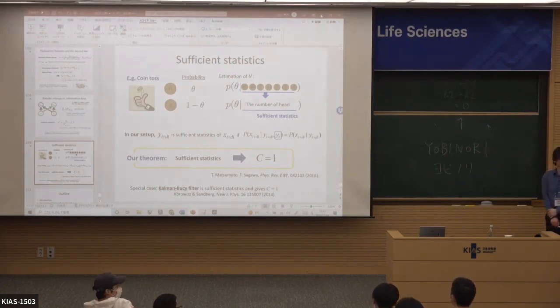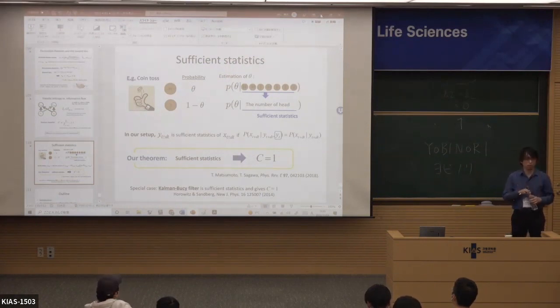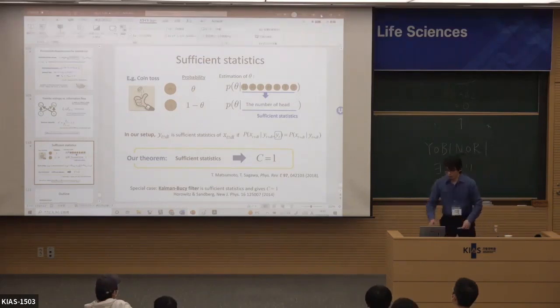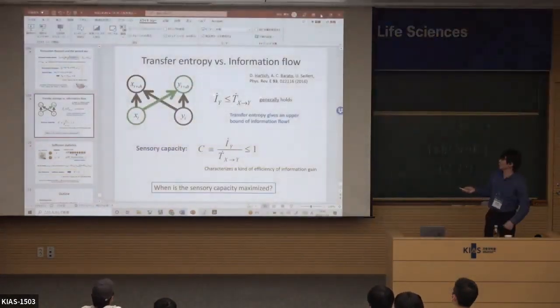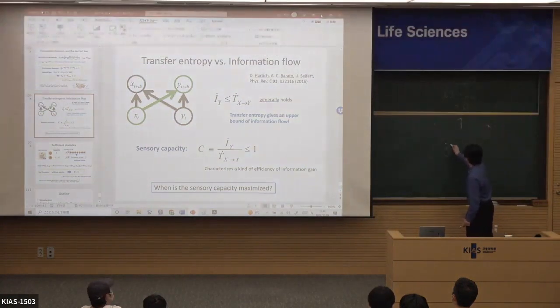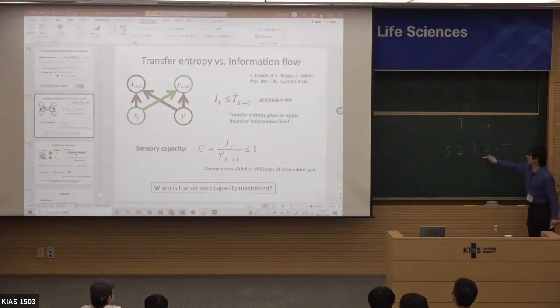Could you briefly explain why the transfer entropy gives us a weaker result compared with the information? Oh, that's simply because the information flow gives a bound of the entropy production, and this also gives a bound on the entropy production. And the bound is usually given by something like this minus this. So simply this is weaker because of that inequality.